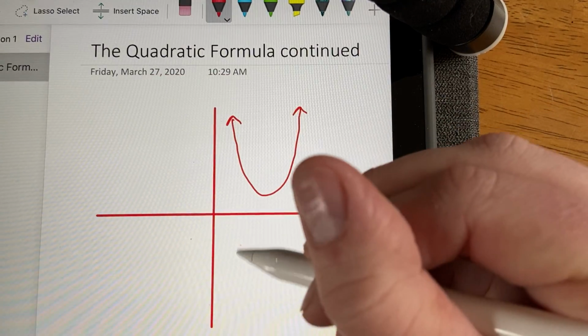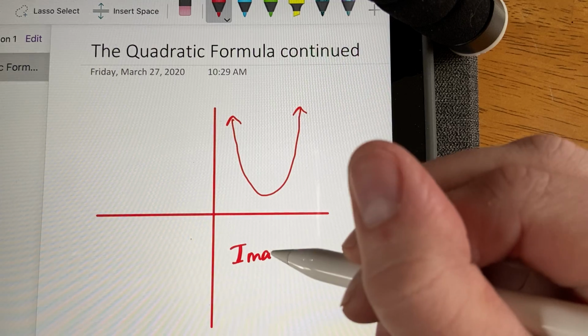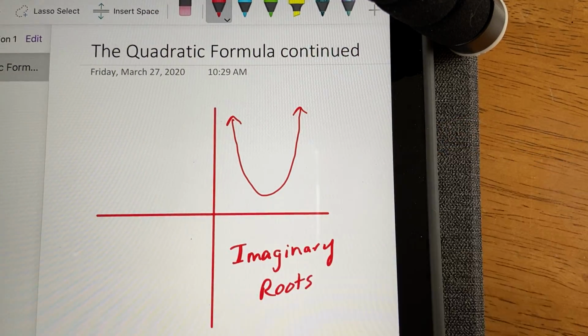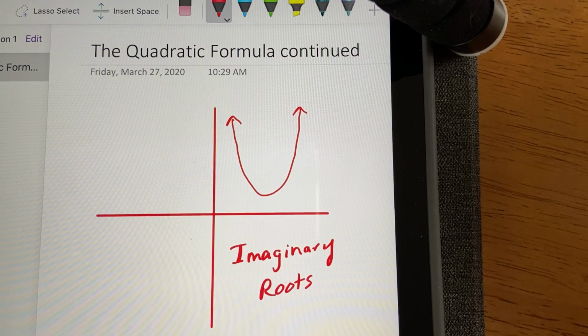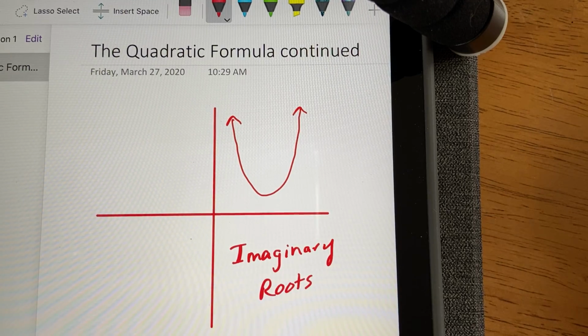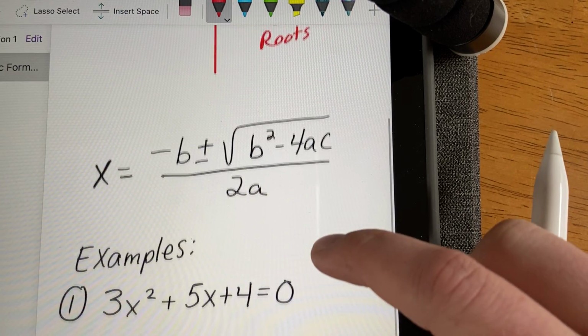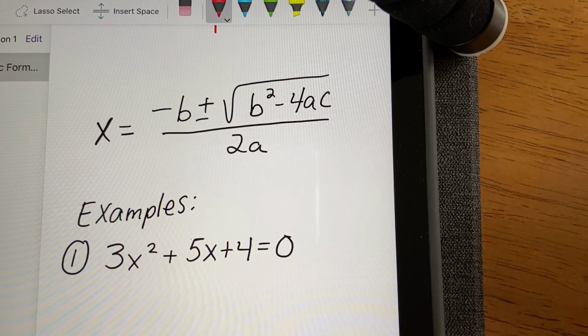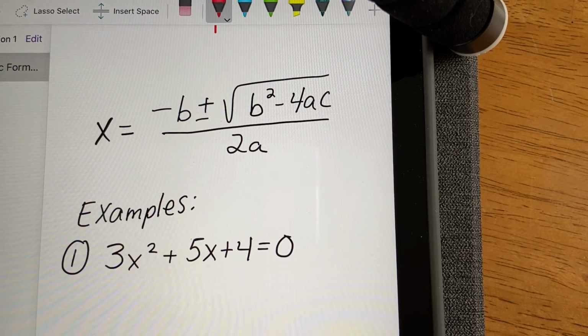So we would say this has imaginary roots. So whenever I would go to work out this problem and plug it into my quadratic formula, we're going to have complex numbers, which are imaginary numbers. So let's go ahead and take a look at that, okay? So here's our quadratic formula that we learned about yesterday. X equals negative b plus or minus the square root of b squared minus 4ac over 2a.